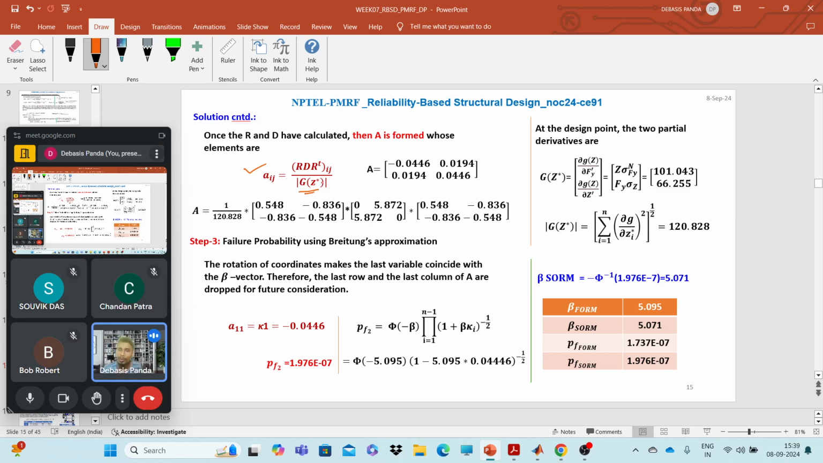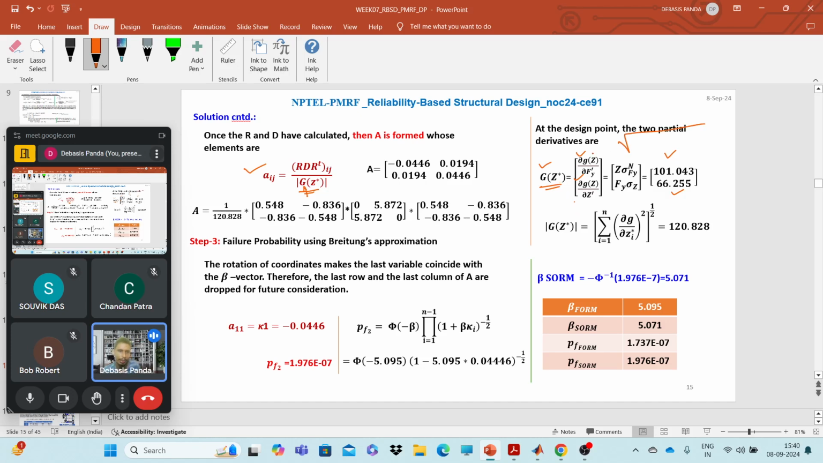But we still don't have the value of GZ star. What is that Euclidean norm of GZ star, or what is that G matrix here? GZ star is nothing but the first derivative of the limit state function in the standard normal space, that means the gradient in the standard normal space. We have already seen how to calculate it: it is del gz by del fy dash and del gz by del gz dash. If you solve these two, you will get the values 0, 1 and 66. This is the gradient vector of the limit state function in the standard normal space. Now we can find the Euclidean norm.